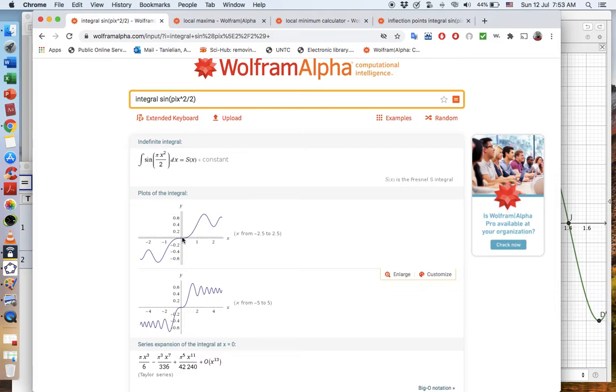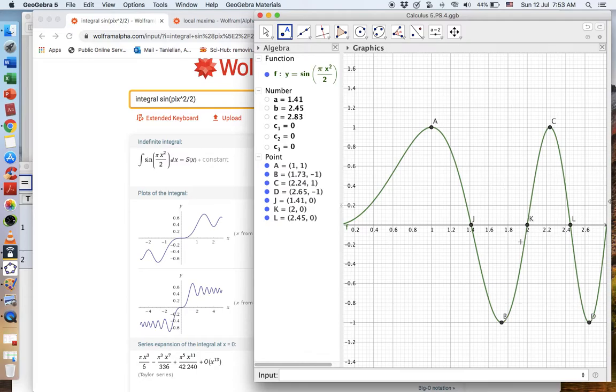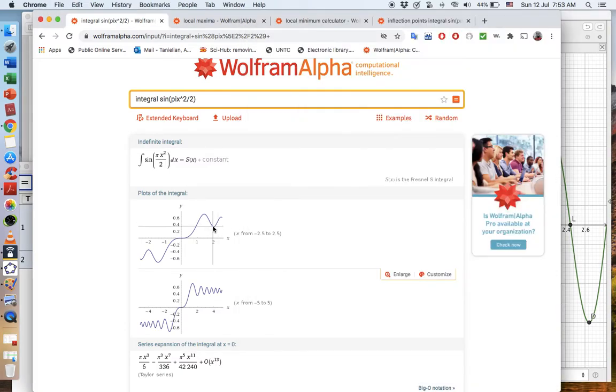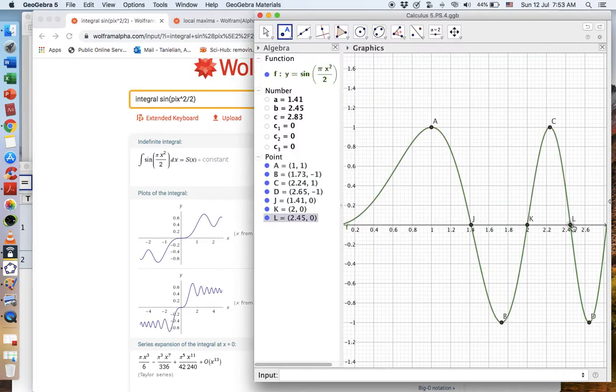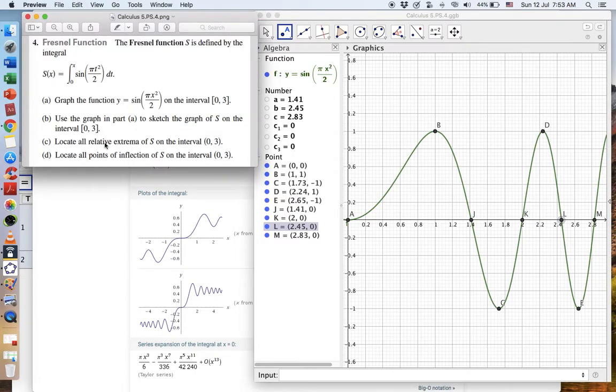Right? Our point here at the origin, and then our peak here at 1.41, and then just past 2, which is going to be this point here. When we have a root on the first derivative, that means the slope is 0 on the function. So at 2, actually, and then 1 up here, just past that at 2.41. And that will give us a hint for the relative extrema of S on the interval 0 to 3.